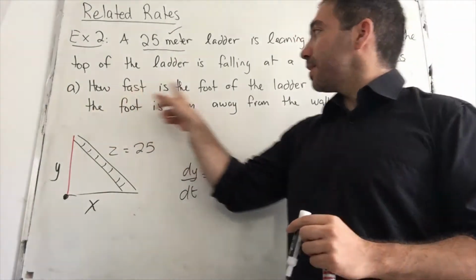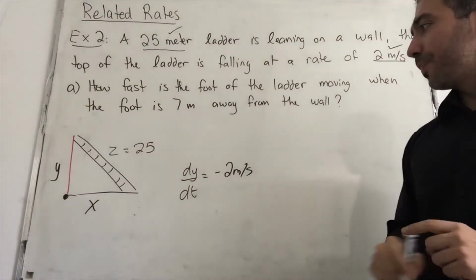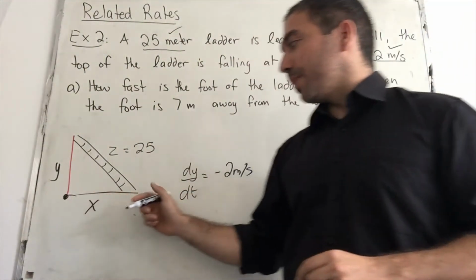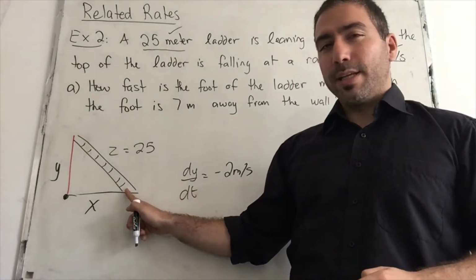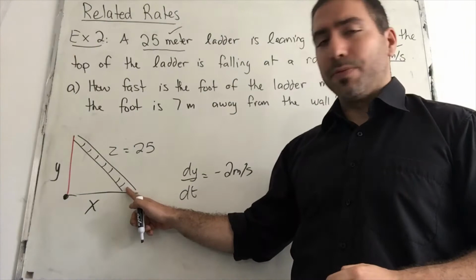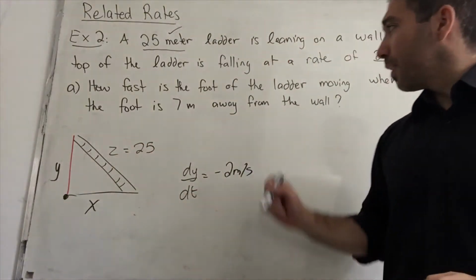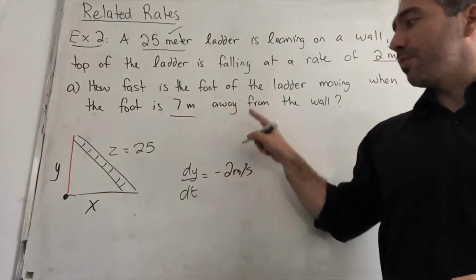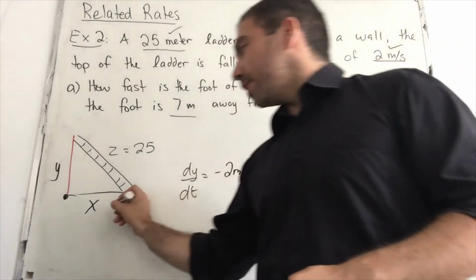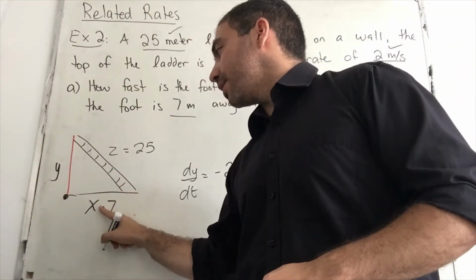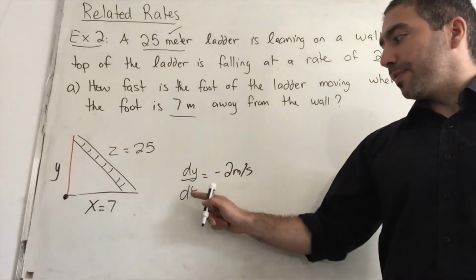And now it's saying how fast is the foot of the ladder moving when the foot is 7 meters away from the wall. So the foot of the ladder, how fast is it moving? So if we have a ladder here and the top part is falling, think of the base. Think in which direction it's moving. Is it moving towards the left or to the right? Okay, so take a moment, think about that. And it's telling us that the foot is 7 meters away. So look at the units, it's meters, it's not meters per second. So that's just a distance, so it's giving us the x value. X is 7 meters. Okay. So we have the derivative with respect to y.